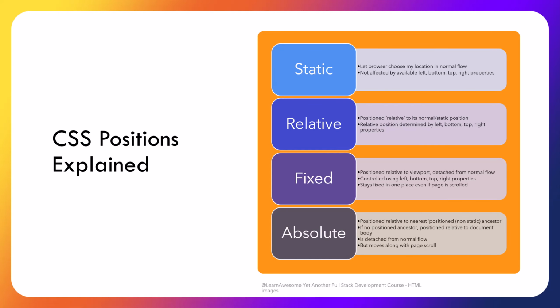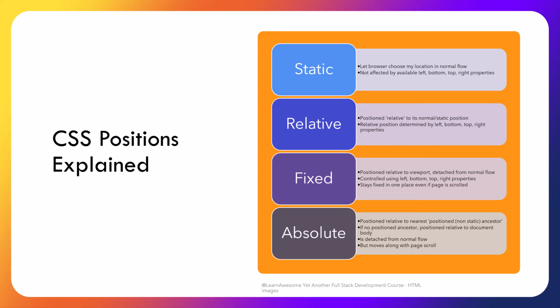How? Let's see. First off is the static position. It lets the browser position the element in the normal flow of things. What is the normal flow of things? Normal flow is that the browser parses and processes an HTML document from top to bottom, placing each element it encounters one after the other. So if it encounters a block element, it reserves an entire row, positions the element, and moves to the next element. And the next element, whether it's block or inline, is going to be placed on the next line.